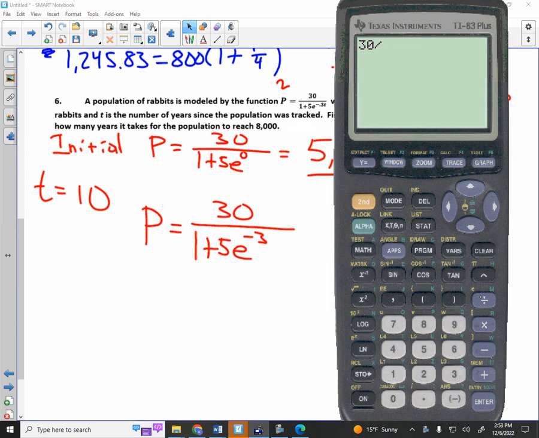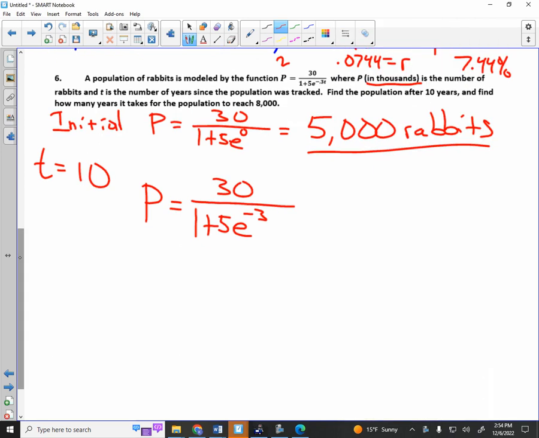All right, this is what you should have typed in your calculator. 30 divided by parentheses, because you want to divide by everything in the denominator. 1 plus 5e to the negative 3 power. And so if you type that in, you get 24,020.45. I know you guys are wondering, what about the 0.45?